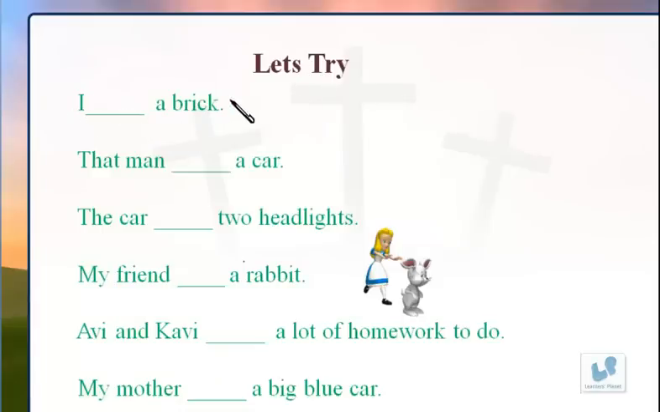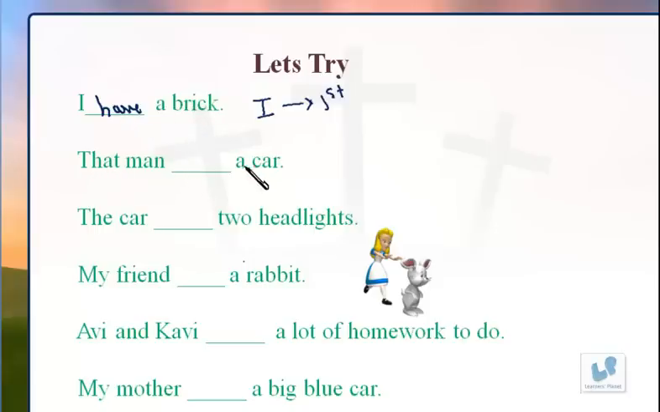I dash a brick. Now children, we have learned that I is the first person, and we know that with the first person we use have. The correct fill in the blank will be have. So I have a brick. Let's have the next one.